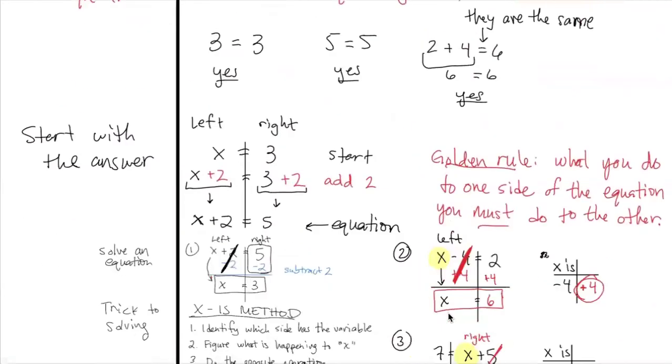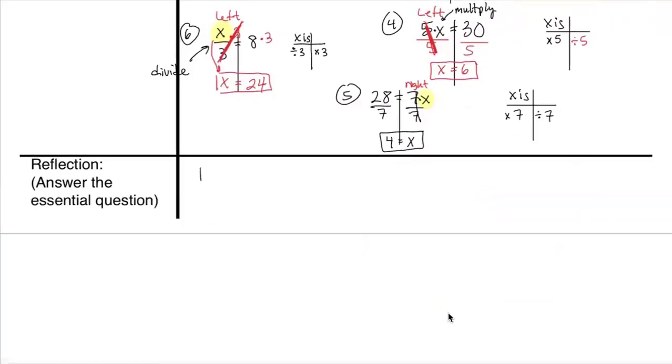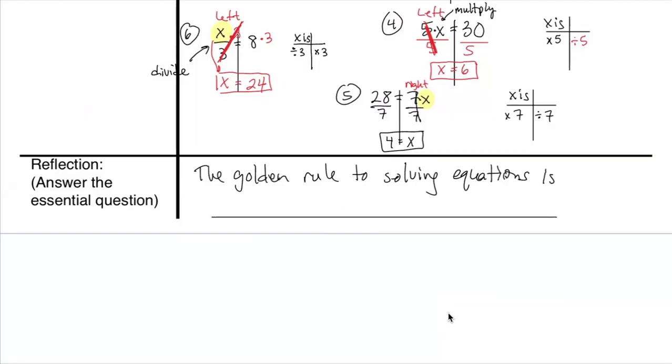The reflection question, what is the golden rule to solving equations? Go ahead and write down what the golden rule is. Good. What you do to one side, you must do to the other. Good. And those are going to conclude our notes for today.